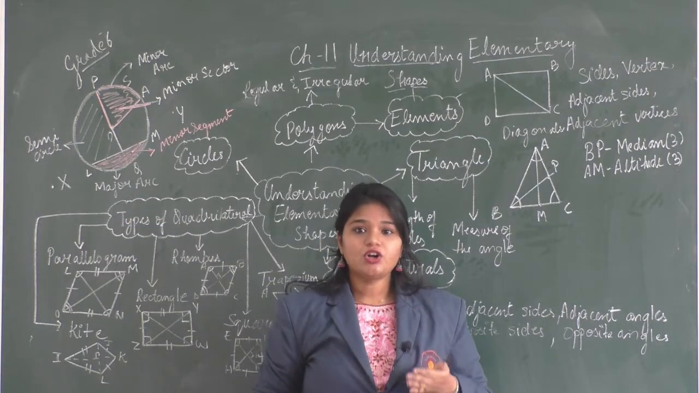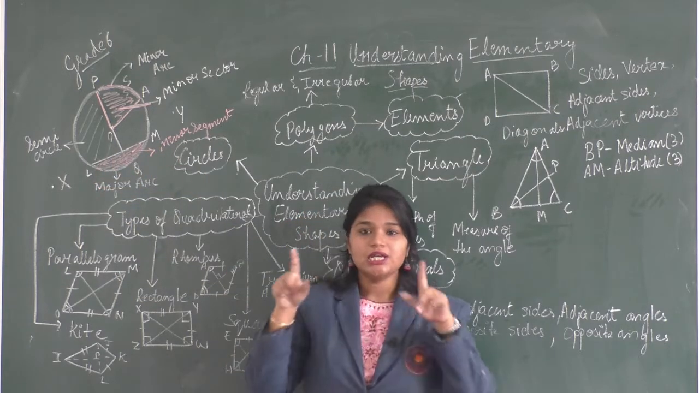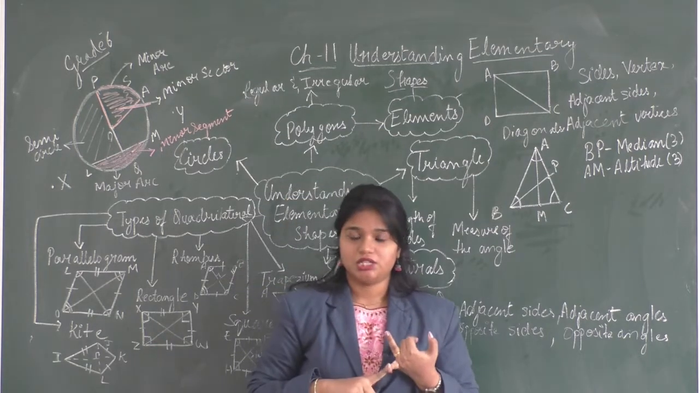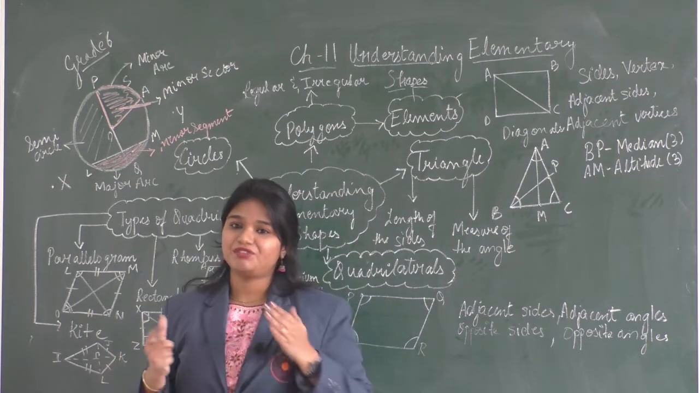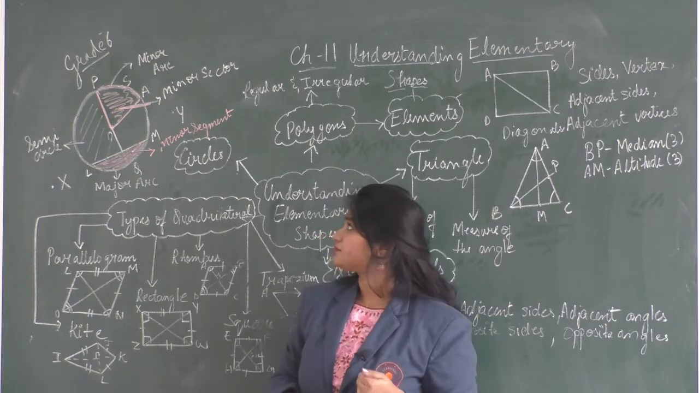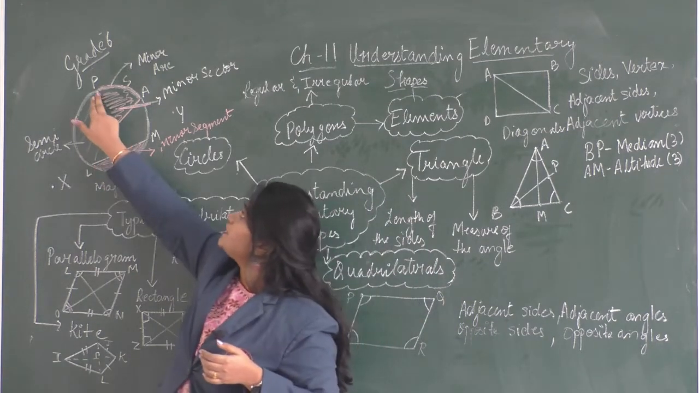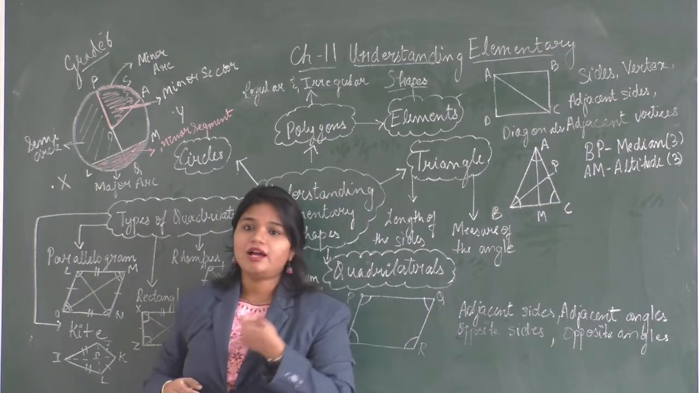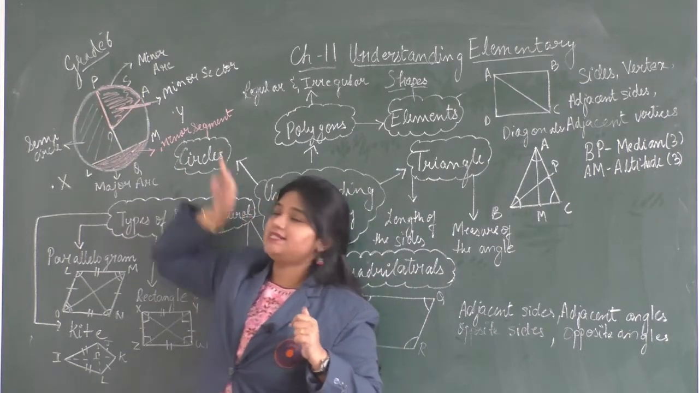Next we learned what is a chord. A chord is a line segment which joins any two points on the circumference of the circle. It may or may not pass through the center of the circle. So if a chord passes through the center of the circle, it becomes the diameter of the circle. So we can say that diameter is the longest chord of a circle. Next we learned about arc. Now what is an arc? An arc is a part of the circumference of the circle. We have a minor arc and the major arc. So here an example of minor arc is arc PSA.